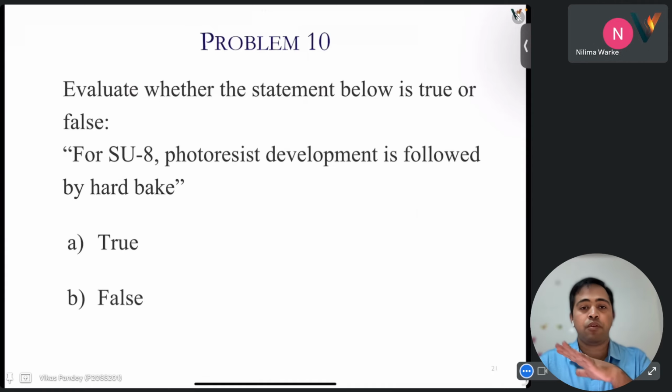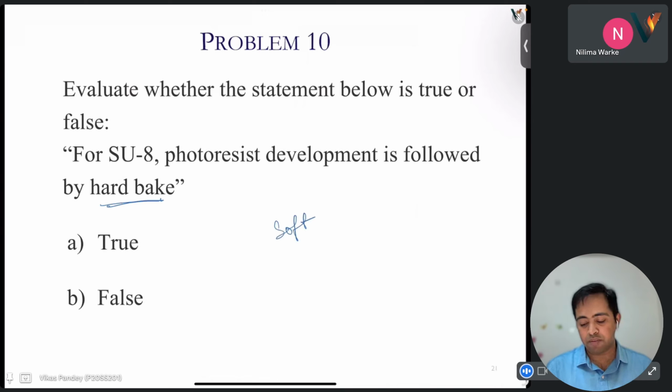Because we have already seen that once the development is done, whatever is left, we want it to be stable and hardened. And that is why we go for the hard bake. Sometimes people get confused that hard bake should be at a higher temperature. There are some cases in which you will find that soft bake is being done at say 115 degrees Celsius, and hard bake is being done at say 90 degrees Celsius. So it is fine.